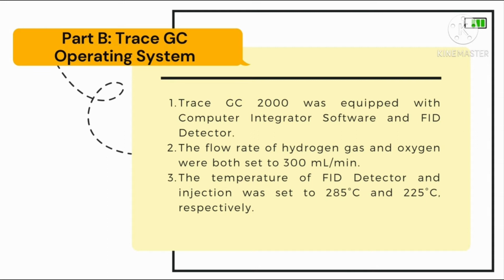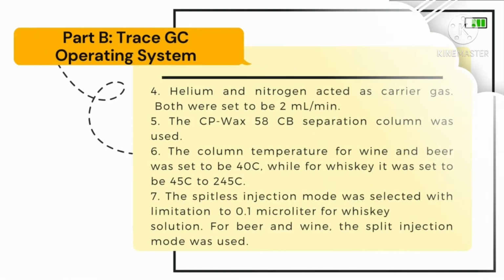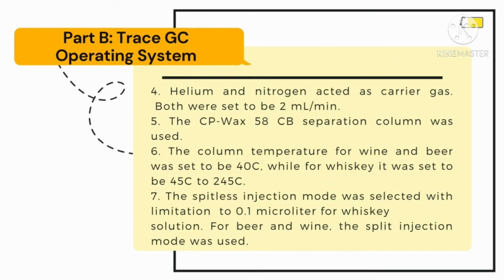Next is part B, which is the Trace GC operating system. Number 1, Trace GC 2000 was equipped with computer integrated software and FID detector. The flow rate of hydrogen gas and oxygen were both set to 300 ml per minute. The temperature of the FID detector and injection was set to be 285 degrees Celsius and 225 degrees Celsius respectively. Number 4, helium and nitrogen acted as carrier gas. Both of their flow rates were set to be 2 ml per minute.